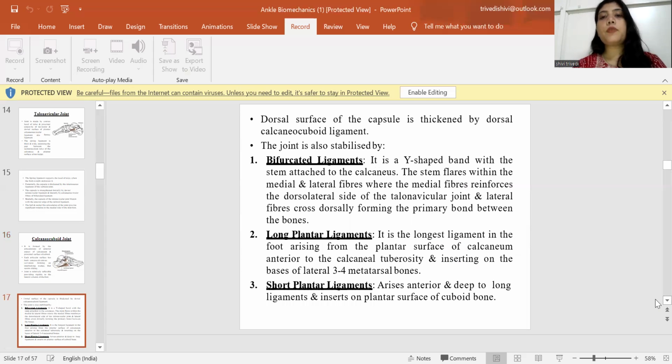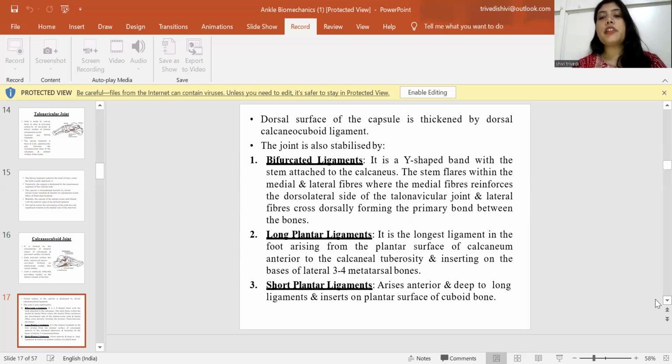The joint is relatively inflexible, providing rigidity to the lateral column of the foot. The dorsal surface of the capsule is thickened by the dorsal calcaneocuboid ligament. The joint is also stabilized by the bifurcated ligament. It is a Y-shaped band with the stem attached to the calcaneus. The stem flares into medial and lateral fibers, where the medial fibers reinforce the dorsolateral side of the talonavicular joint, and the lateral fibers cross dorsally, forming the primary bond between the bones.